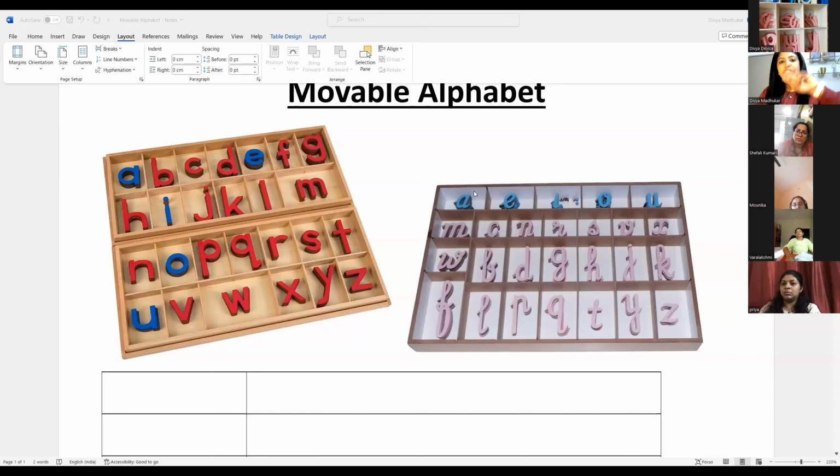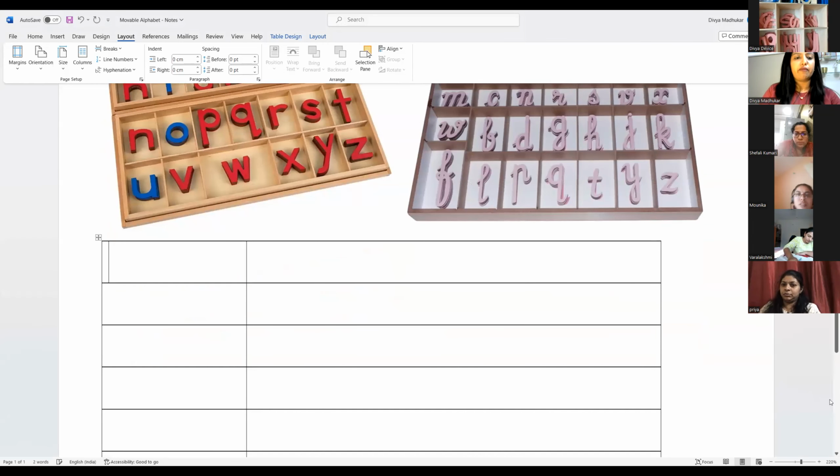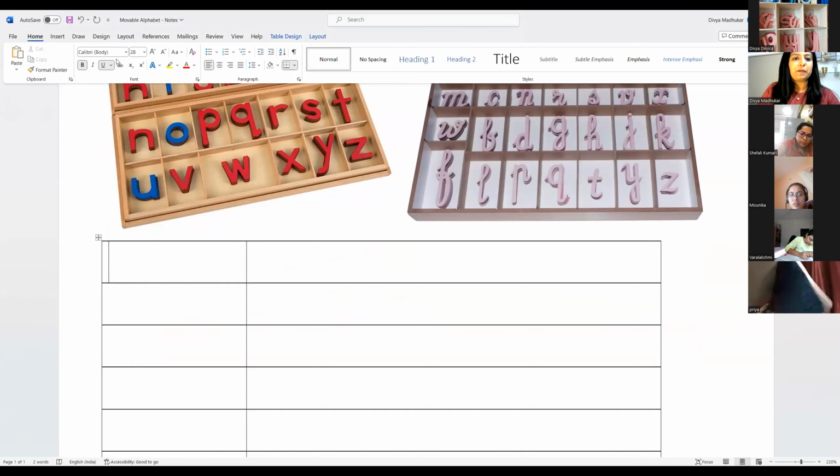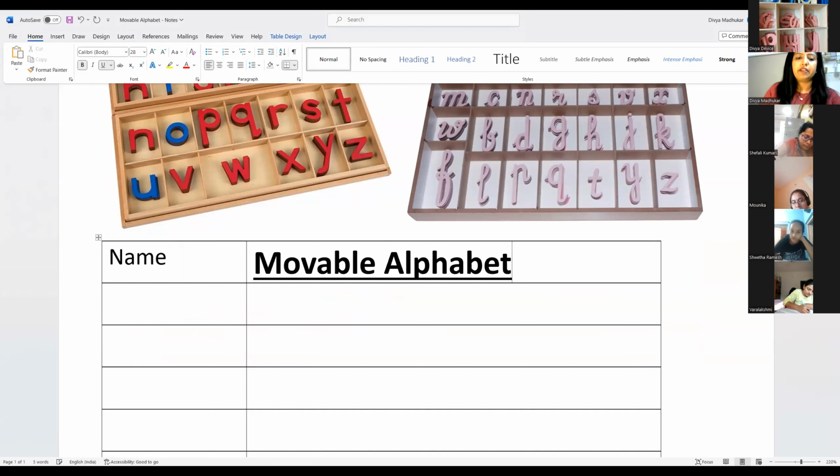Okay, please grab your book. We're going to make the points on it. So we have understood both these differences. Now what are we going to do? What is my material? What is the name of my experiment? Movable alphabet. Yes, movable alphabet is the name of the experiment.